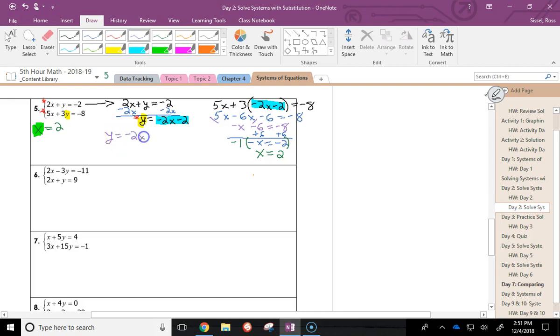Y equals negative 2x minus 2. And instead, I meant to do that here, I'm going to say negative 2 times x is 2. We just found that x was 2. So I replaced it. Solve: y equals negative 2 times 2 is negative 4. And then y equals negative 4 minus 2 is negative 6. My answer is 2, negative 6.